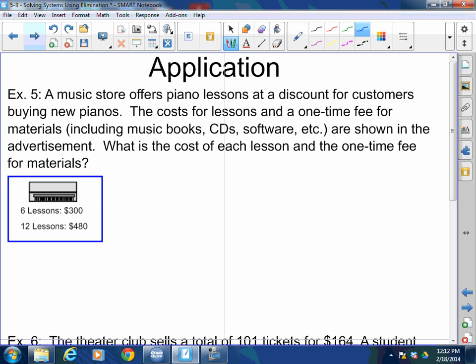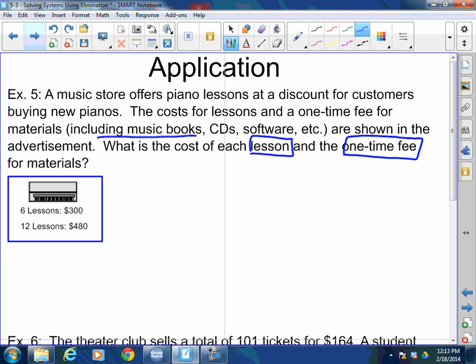Thank you. Okay, guys, let's talk about an application. A music store offers piano lessons at a discount for customers buying new pianos. The cost for lessons and a one-time fee for materials, materials could be including music, books, CDs, software, etc., are shown in the advertisement. What is the cost of each lesson and the one-time fee? Labels, labels, labels, labels. You're talking about two different things here, my friends. You're talking about lessons and the one-time fee.